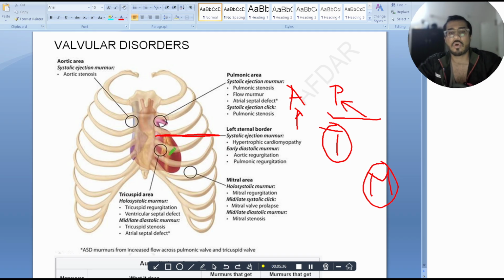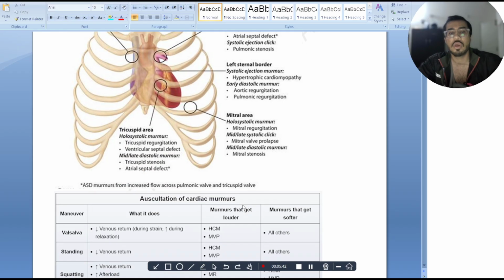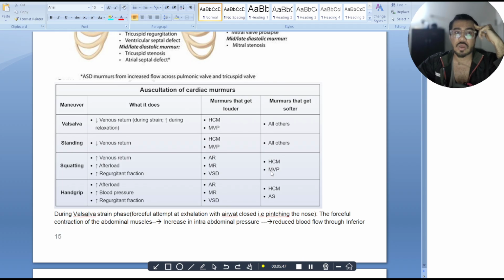So we're done with all the murmurs and all the associated locations of those murmurs, and now we're good to go. We'll give it a read as well. One more thing that's really important is understanding what increased or decreased preload or afterload does to the sound of the murmur.